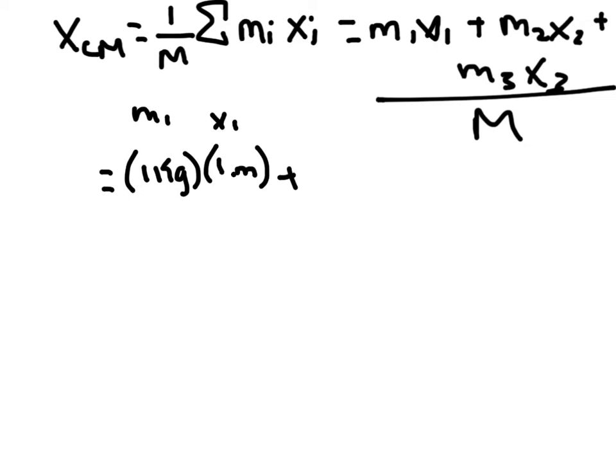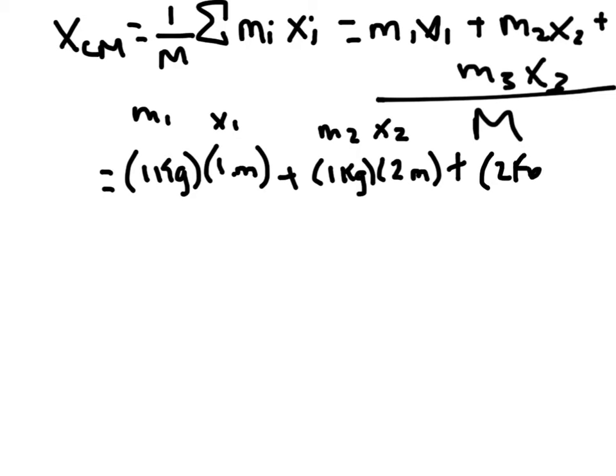I'm going to add that to the second mass. For the second mass, we know that it still had a mass of 1 kilogram, and that it was at a position on the x-axis of 2 meters. So here's my M2 times my x2. Plus, now I need to think about the position of my third mass, M3, which was 2 kilograms. But its x position is actually just at 0.